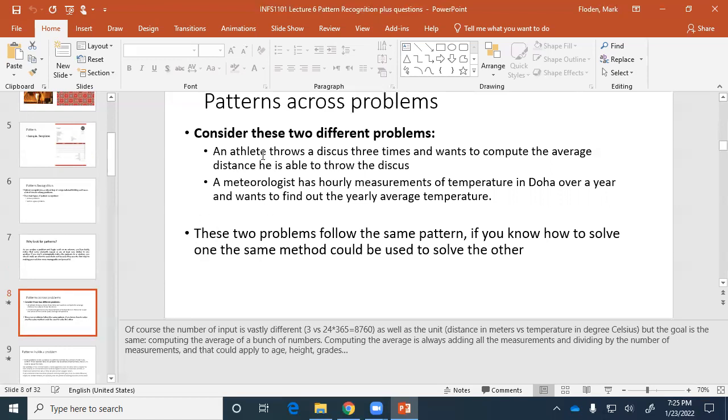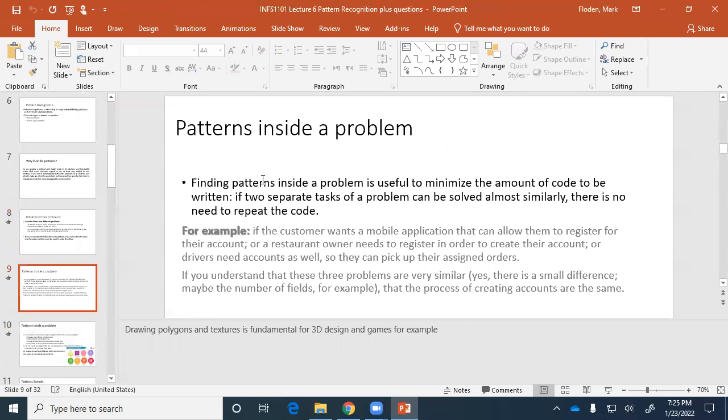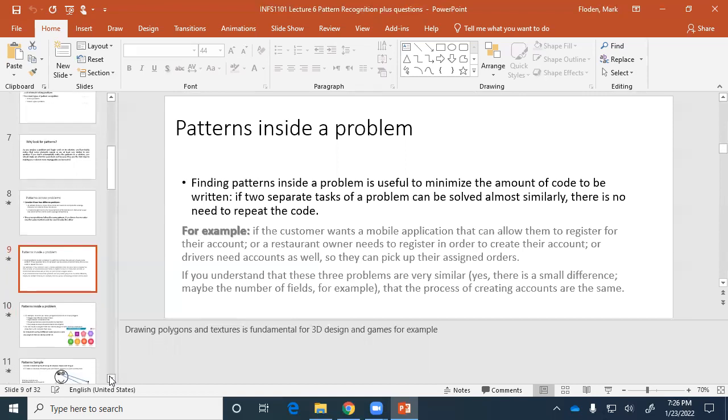Now, that is a pattern across problems. Let's look at the pattern inside a problem. You've got a company, they have customers, they have employees, they have managers, and we need to have a profile for every one of those people. So what are we going to do? The profiles are going to be different, but there's some pattern recognition. There are some things about them that are the same. Everybody has a name, everybody has an ID or something like that. All of that information will have to be captured. We do that in a profile capturing app, and that's going to be the same app that we use for everybody, just the inputs will be different.